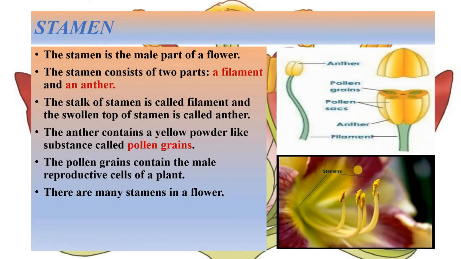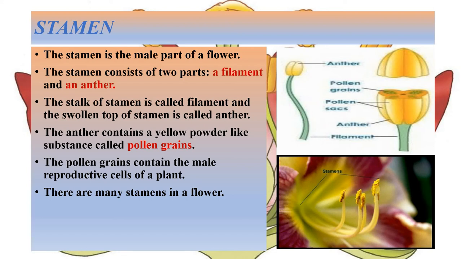Now, the next one is stamen. Stamen is the male part of a flower. Now, just inside the petals of a flower, there are many little stalks with swollen tops. Here you see, little stalks with swollen tops. These are the swollen tops. These stalks with swollen tops are actually called stamens.